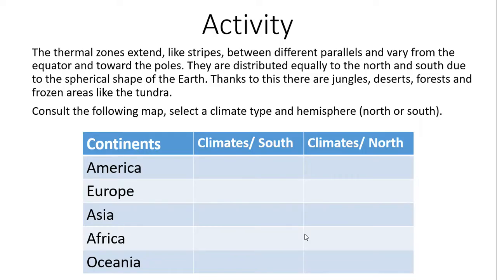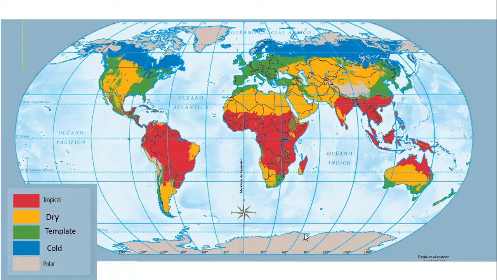For the third activity, you need to identify what climates are in each of the continents. We will divide them in North and South. I will help you identify the climates of North and South America. You can see we have several climates in these continents. Use this map to identify the climates.